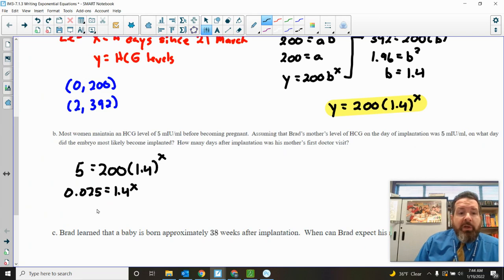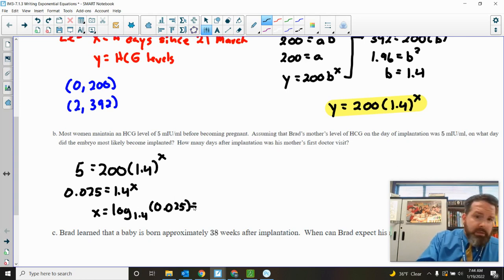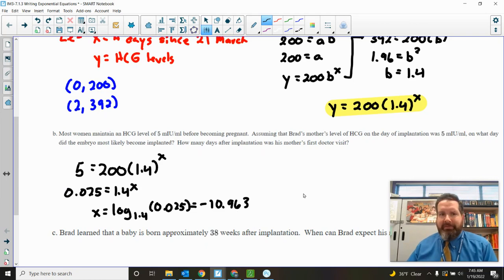And then switch it over to log form. Because the variable's in the exponent, I need to use a logarithm. So log base 1.4 of 0.025. As you are doing your calculation, I'm going to do mine. Log base 1.4 comes out to be about negative 10.963. All right, so about negative 11.